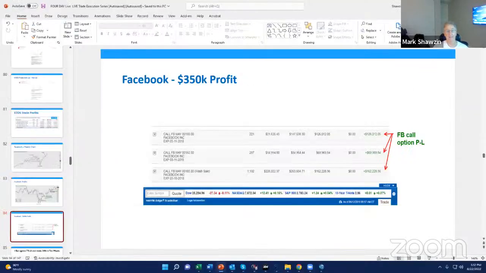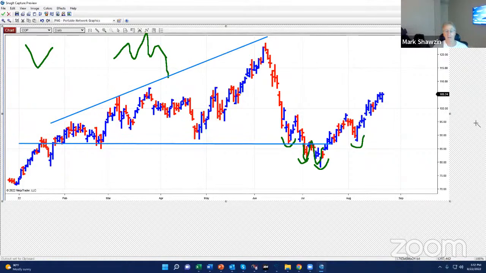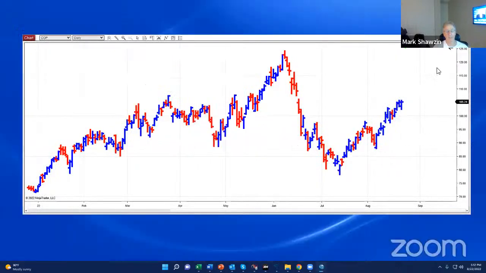Now I'm looking at Conoco and Schlumberger. You can see here is this reverse formation here. Then it dumped out, made this double bottom. And now I'm surmising that it's going to go and make new highs. It will probably follow the same sequence as that.